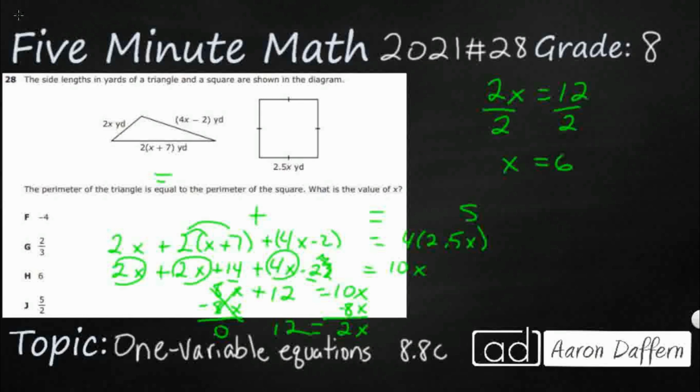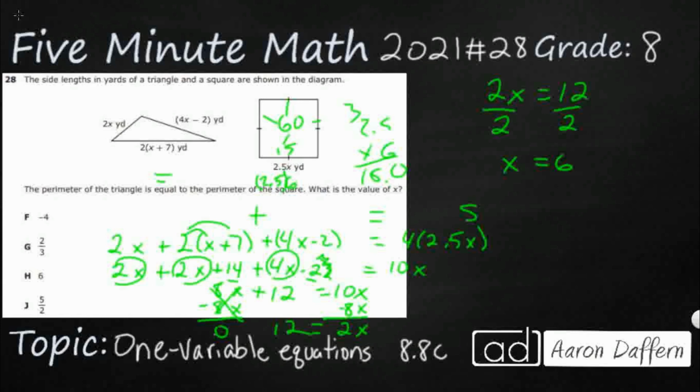Is it really that simple? Well, let's see. What is 6 times 2.5? Right, so that is going to be 2.5 times 6. That's 15. All right, so that's 15 times 4. So that's 60 is my total perimeter here.